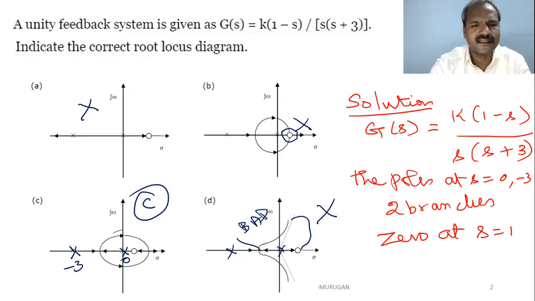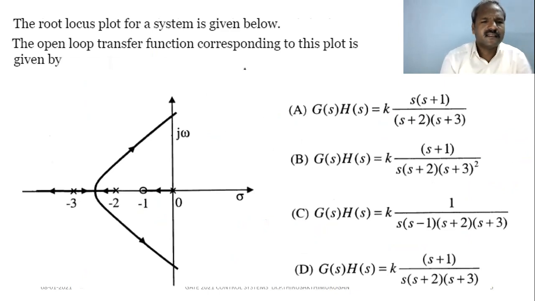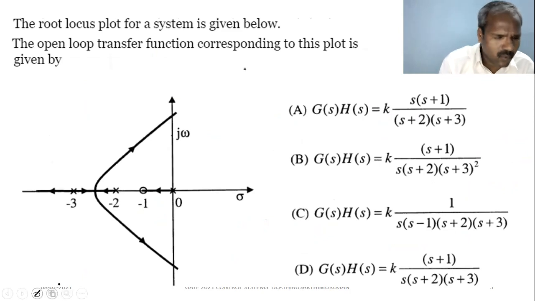This is the very simplest way of identifying the answer. Next, the root locus for the system is given below. We have to find out the transfer function. How to find the transfer function model? You see, what are the poles and zeros?